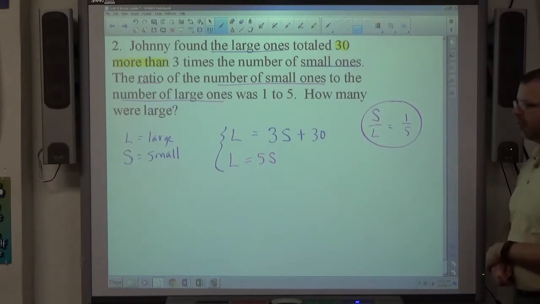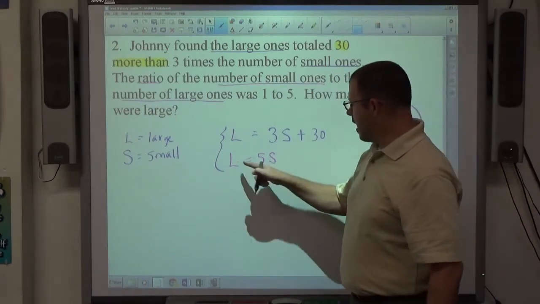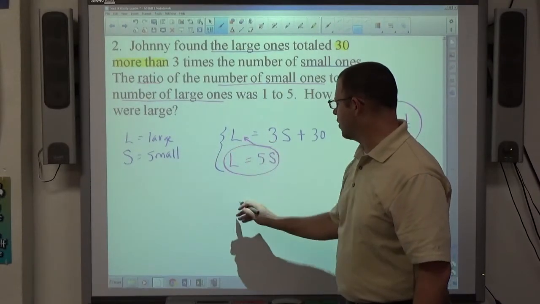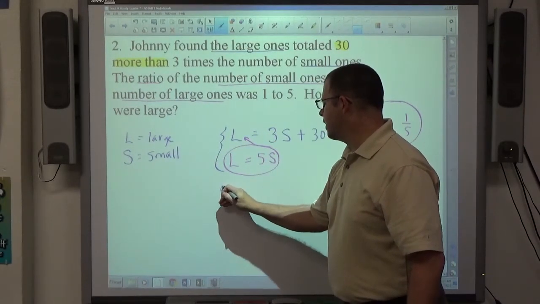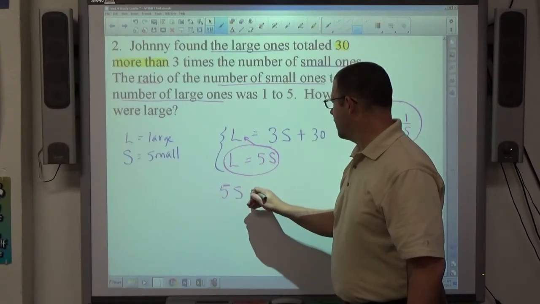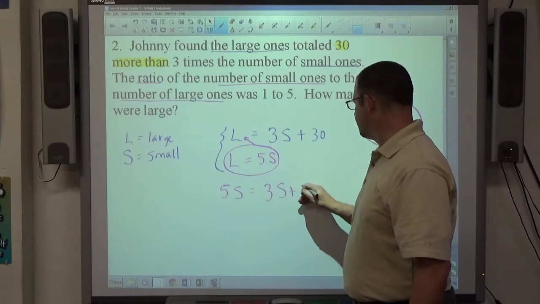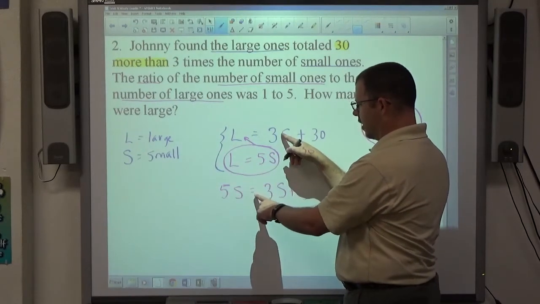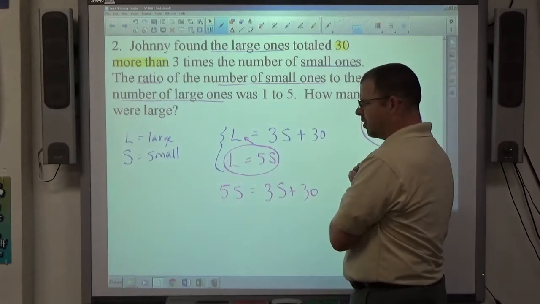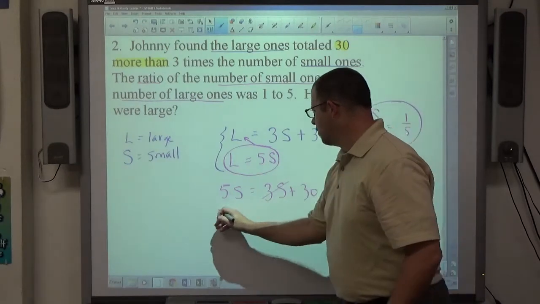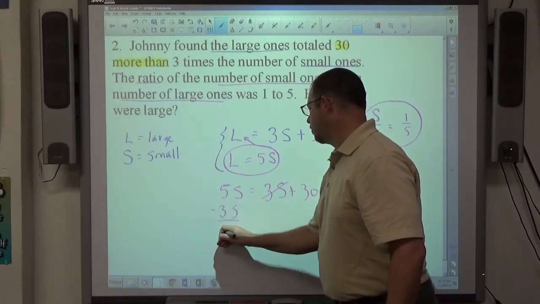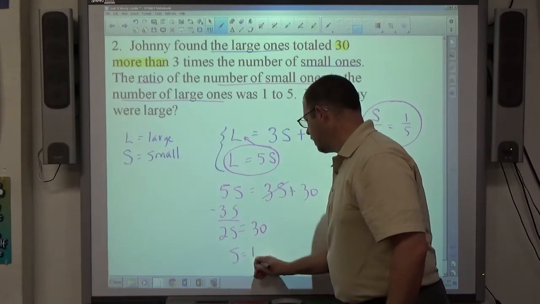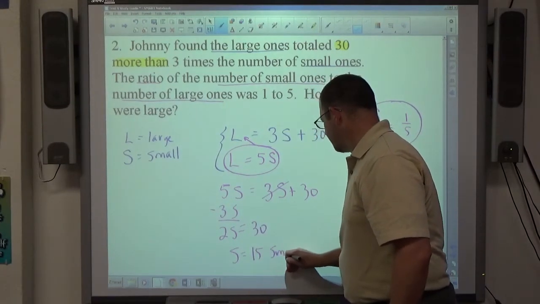So now I get two equations, two unknowns. L equals 5s, so this is a substitution value I can put in for that L. So the blue equation becomes 5s instead of L equals 3s plus 30. So there's the exact equation. L changed to this, equals stays equals, 3s stays 3s, plus 30 stays plus 30. Move the 3s over, we get 2s equals 30. Divide by 2, we get s equals 15, and that's 15 small ones.